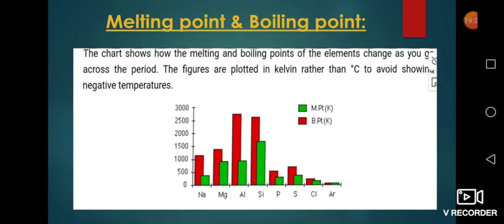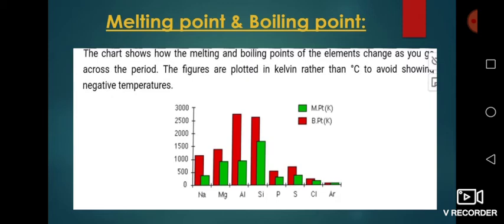Now property number 6, melting and boiling point. So first we will define them. Melting point can be defined as the temperature at which a solid changes into liquid state, and the boiling point can be defined as the temperature at which a liquid changes into gaseous state, or that temperature at which the vapor pressure of a liquid becomes equal to atmospheric pressure. Now trend in melting and boiling point.